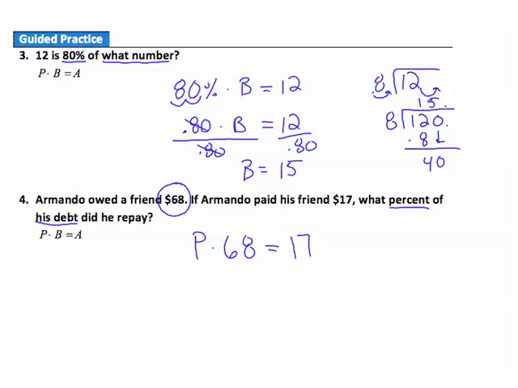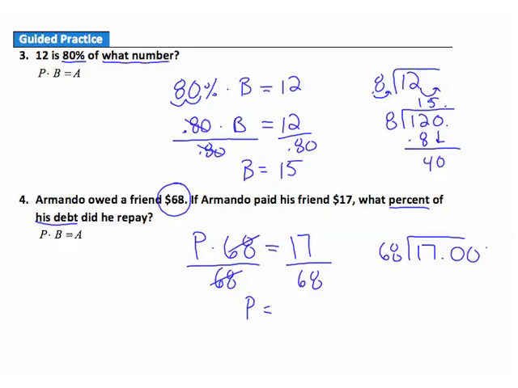We need to get rid of this multiplication by 68. So we would divide both sides by 68. On the left side, it's very easy. Common factors of 68 divide out and leave us with p. Right side, we've got to do some division. 68 going into 17. Here's our decimal in 17. We're going to have to add some zeros here for this division to work. So let's take a look.